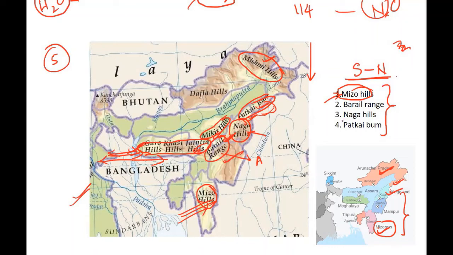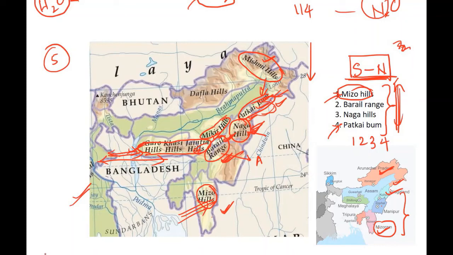And besides this, in this option Patkai Bum comes second from the north. So as far as arranging these options from south to north is concerned, what will be the option? It will be as written: 1, 2, 3, 4. That is, Mizo Hills is the southernmost, then there is the Barail range, then there are the Naga Hills, and Patkai Bum. So Mizo Hills, Barail range, Patkai Bum, and in between the Naga Hills, right?